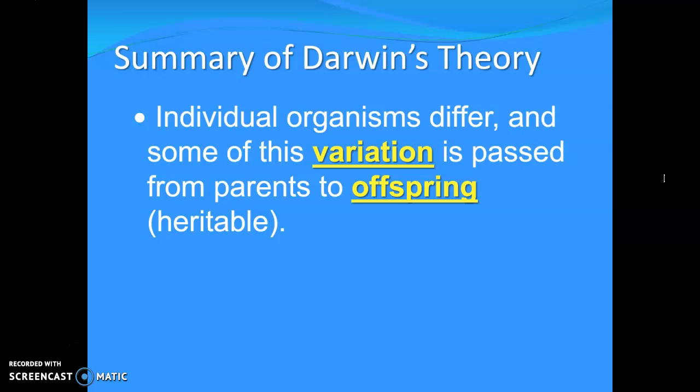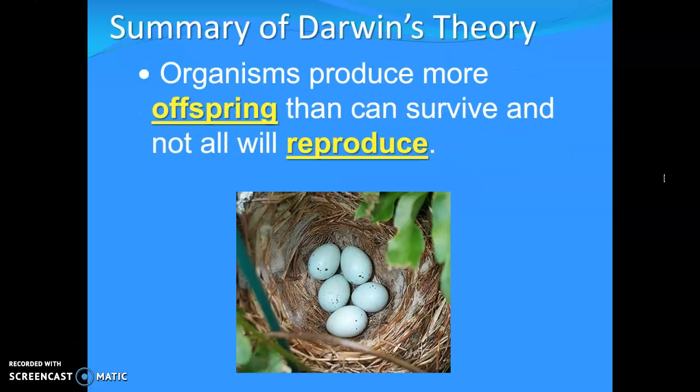So if you think about a trait maybe that runs in your family that not very many people have, maybe an abnormal eye color, maybe an abnormal hair color, hair that is curly when you're first born and then it goes straight, things like that, those are passed from parents to offspring. So organisms produce more offspring than can survive, and not all of them will reproduce.